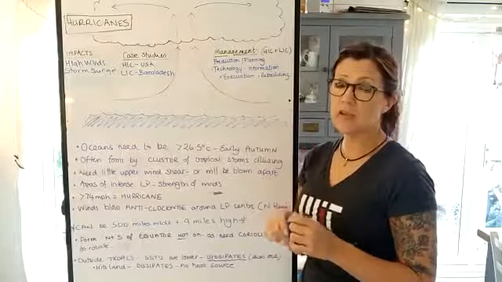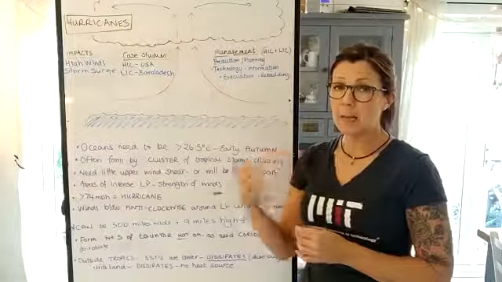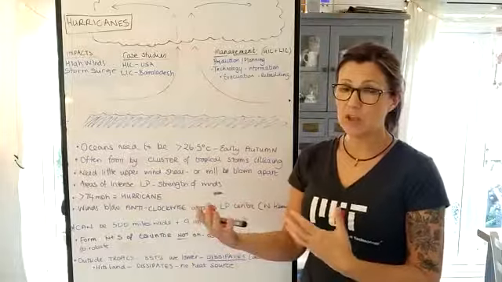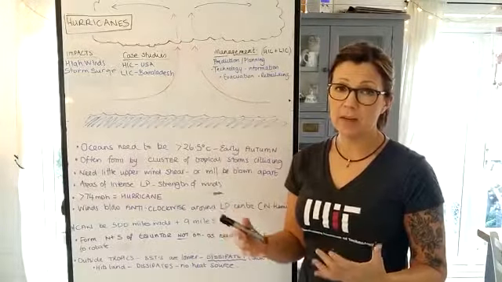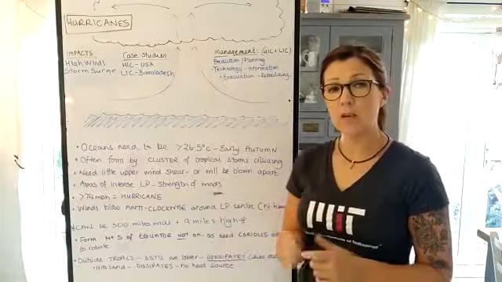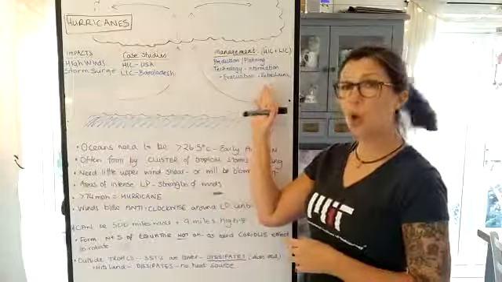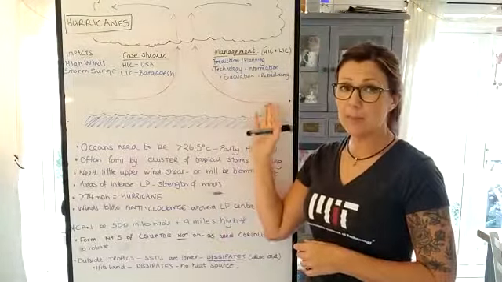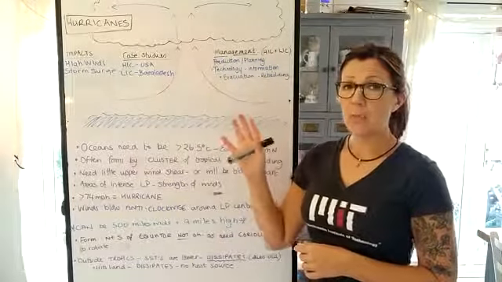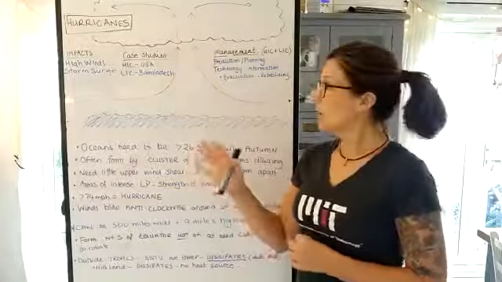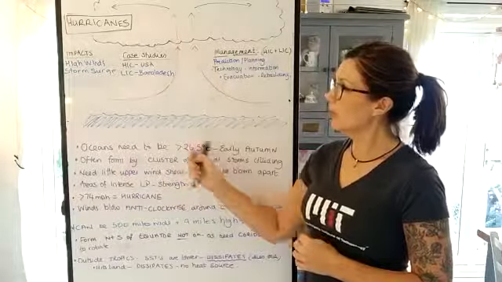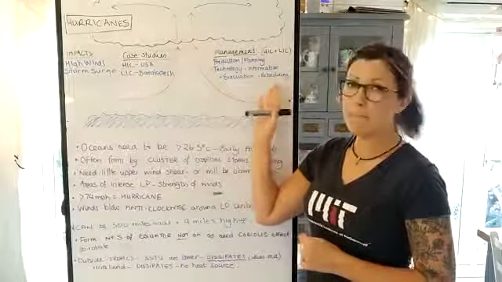And rebuilding is obviously going to be a lot quicker and easier in America because they've got taxes which they can use to do that. Whereas in Bangladesh, they don't have the fortune of that, so it will take a lot longer. So there'll be a lot more longer term impacts in places like Bangladesh, and a lot more shorter term impacts in the USA. So that's our causes of hurricanes, our impacts, and our management.